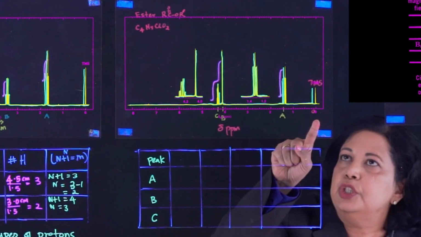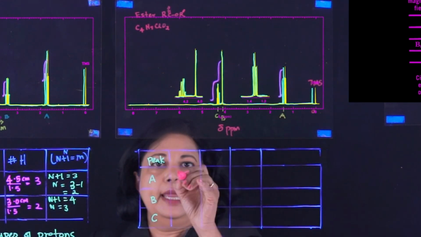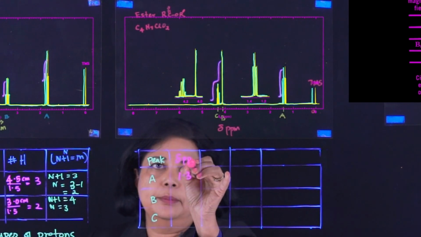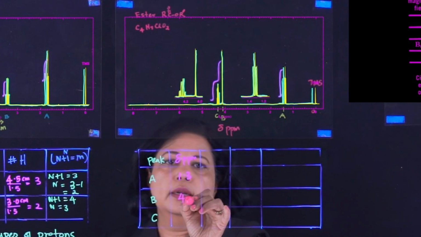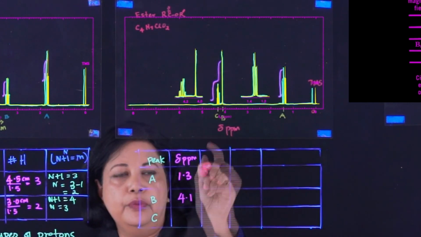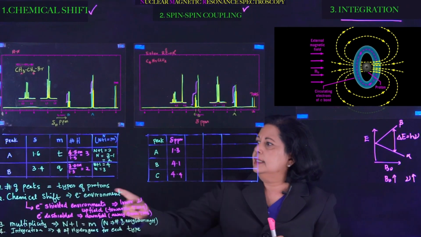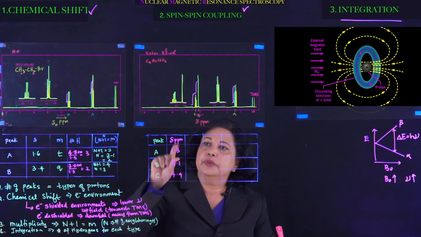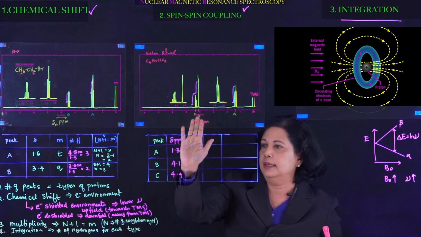So this is shifted here to 1.3 for A. This is delta ppm. And for B, it is 4.1 about. And for C, it is 4.4 about. That tells us the number of peaks and the types of protons. So we have 3 different proton types. That's what the spectra is telling us.